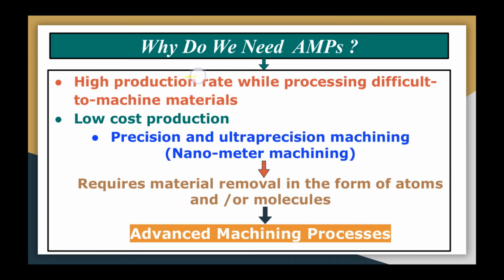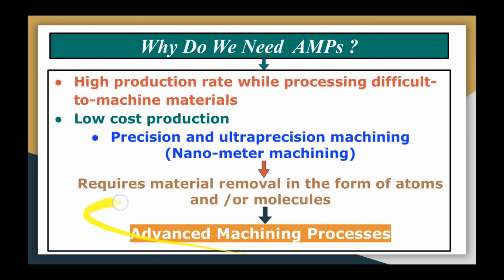Also they always demand that the cost of production should be as low as possible, so that they can have higher profit. Again, precise and ultra precise machining or nanometer machining are the requirements of today's sophisticated high tech industries, which cannot be fulfilled with the help of conventional machining methods. So you have to go for advanced machining processes.